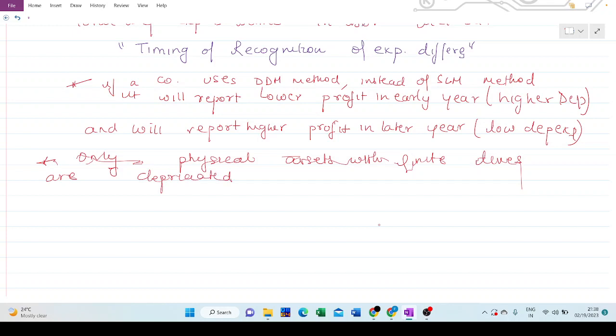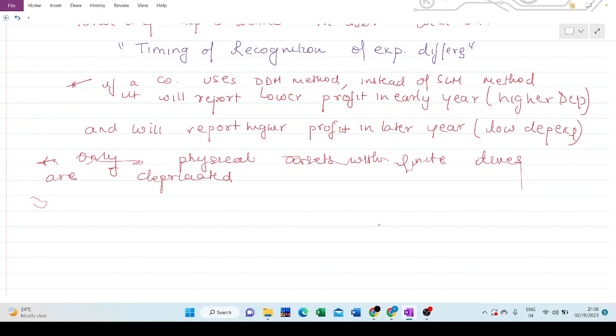Guys, can you give me an example of a physical asset with an infinite life? Land. Yes, land is a physical asset with an infinite life. So land is not depreciated. It's not a depreciable asset. Please keep this in mind.